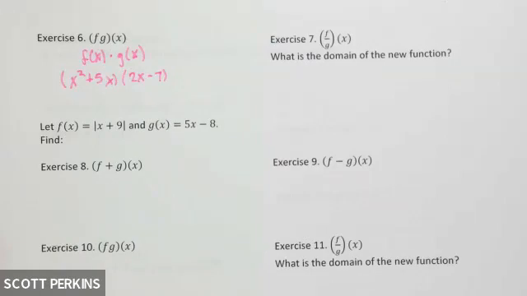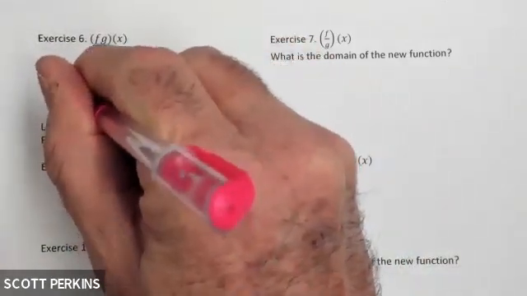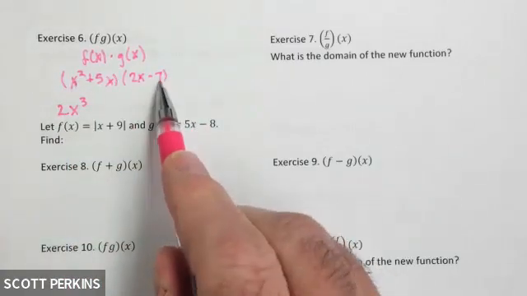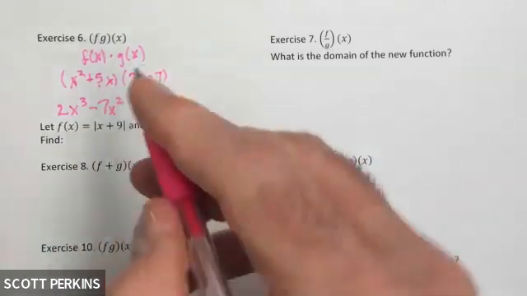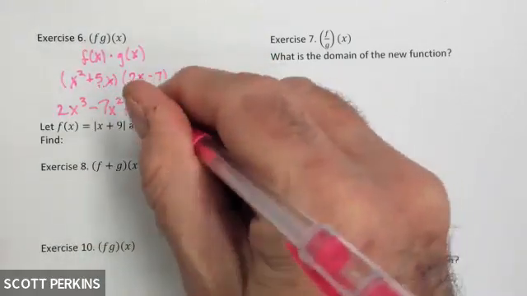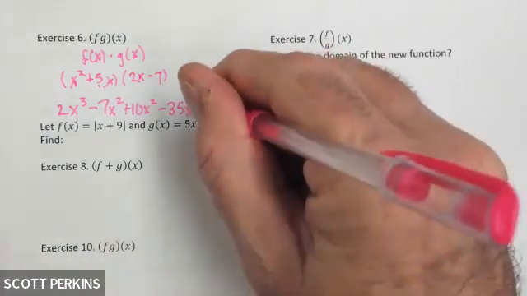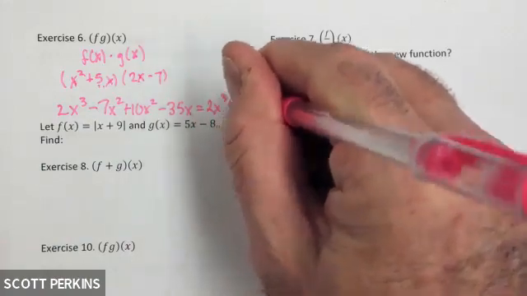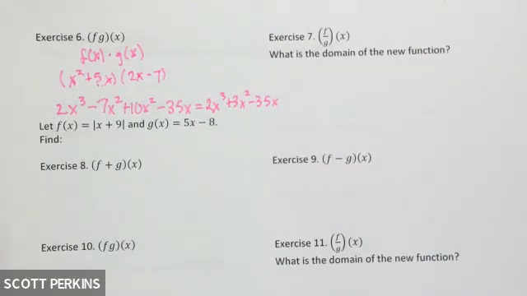FOIL these two. So when I go ahead and do that, my firsts, x squared times 2x is 2x cubed. My outers, x squared times negative 7 is negative 7x squared. My inners, 5x times 2x is plus 10x squared. And then my lasts, 5x times negative 7 is negative 35x. I do have like terms that I can combine to make this look a little bit simpler. So I have 2x cubed plus 3x squared minus 35x. Okay, so hopefully I just triggered some memories for you that you can carry forward as you're doing problems.